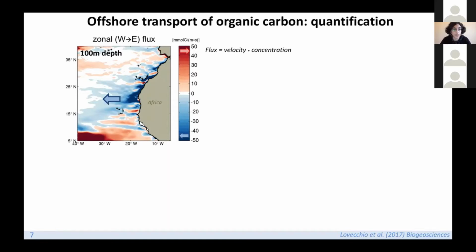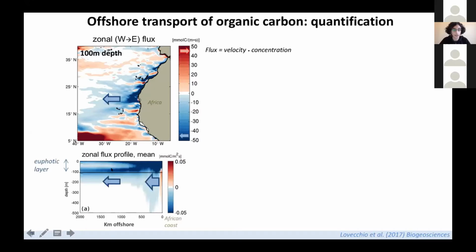The plot that I'm showing is integrated over the top 100 meters. So the zonal flux is integrated throughout the euphotic layer, so throughout the productive layer of the ocean. As you can see in this plot, the widespread blue signature indicates that the organic carbon is transported mostly east to west, which means from the North African coast to the open waters. And in fact, if we average this flux over the entire upwelling system, we see that on average it is indeed a negative signature over the entire Canary upwelling.